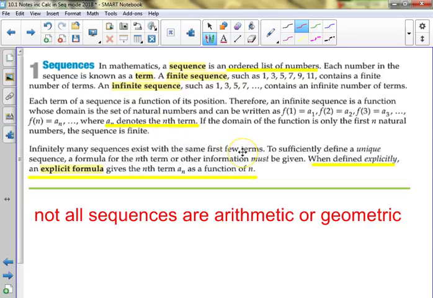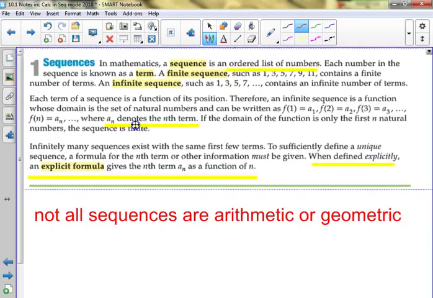This should all sound familiar, so please listen closely, because if it doesn't, I need you to ask questions. Okay, a sequence is an ordered list of numbers. I think I said that each of the last 2 days, right? Each one is called a term. This is new vocabulary. A finite sequence just means like the first 5 terms, okay? Infinite would be when we put that dot, dot, dot. And a sub n means the nth term, okay?